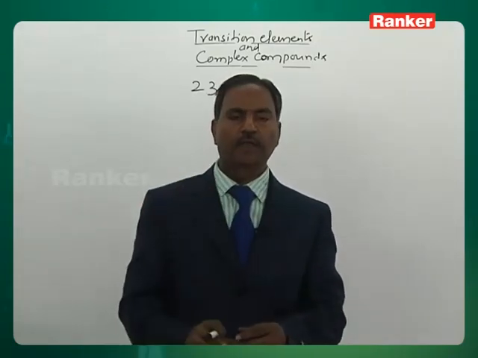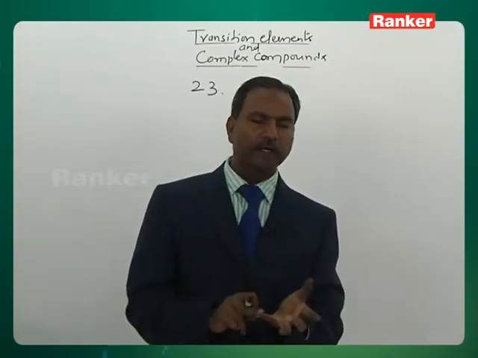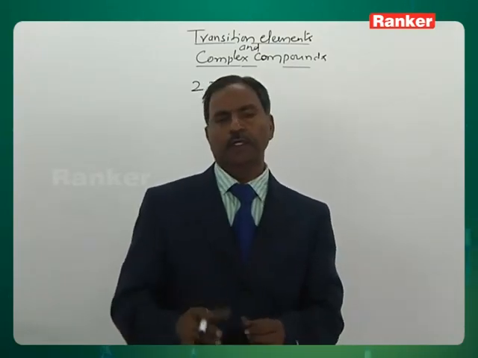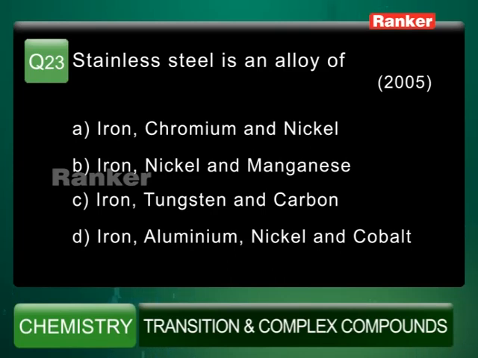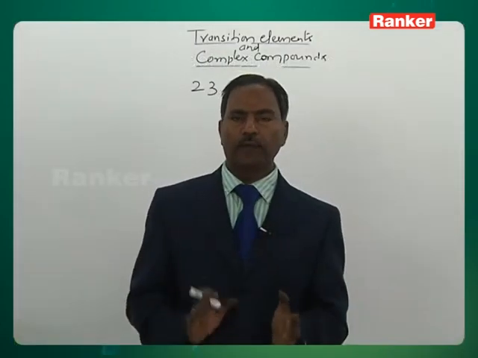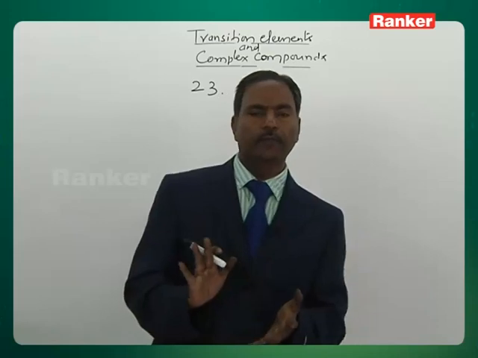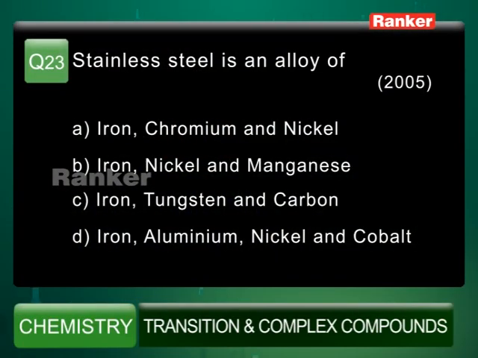Stainless steel is an alloy of... Actually, stainless steel contains iron, nickel and chromium. These three are there. So option A, iron, chromium and nickel. B, iron, nickel and manganese. C, iron, tungsten and carbon. D, iron, aluminium, nickel and cobalt. But remember, stainless steel contains iron, nickel and chromium. So, the answer is A.